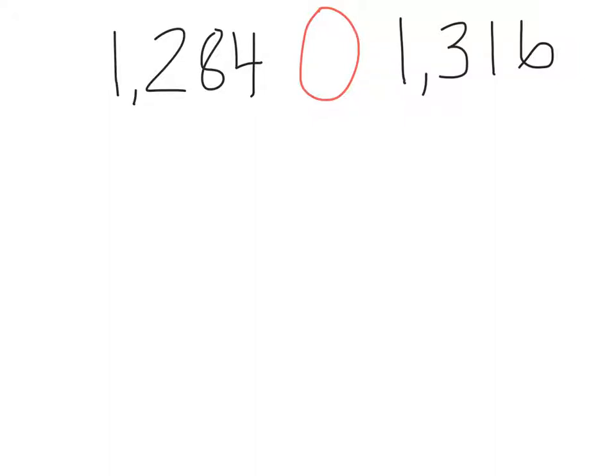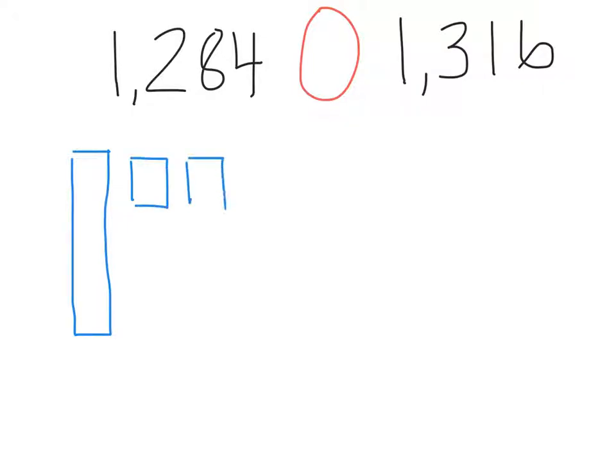Let me show you another example on how to compare numbers. So here's my problem: 1,284, and I want to compare it with 1,316. Again, I'm going to use quick draw to help me solve this problem. I'm going to draw 1,000, which is that long rectangle. I'm going to draw 200 blocks, 8 tens, 1, 2, 3, 4, 5, 6, 7, 8, and then 4 ones, 1, 2, 3, 4.